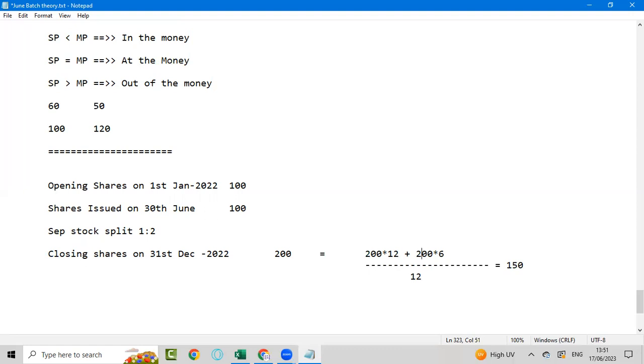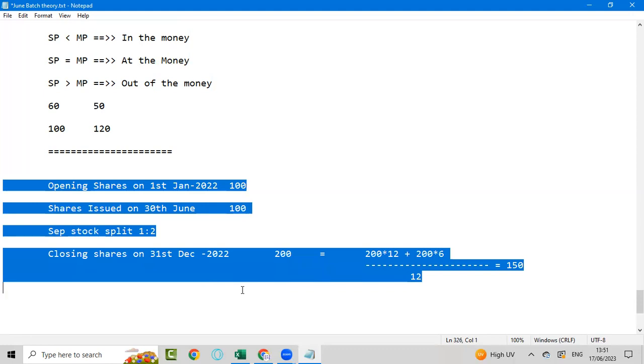Is that point clear? देखो स्टॉक स्प्लिट में क्या होता है, एग्जिस्टिंग शेयर्स को ही डबल कर दिया है. तो ये वाले शेयर्स ही तो थे जो 100 थे, इन्हीं को तो 200 कर दिया, स्प्लिट कर दिया ना. ये वाले शेयर थे, इनको भी स्प्लिट कर दिया. क्लियर?